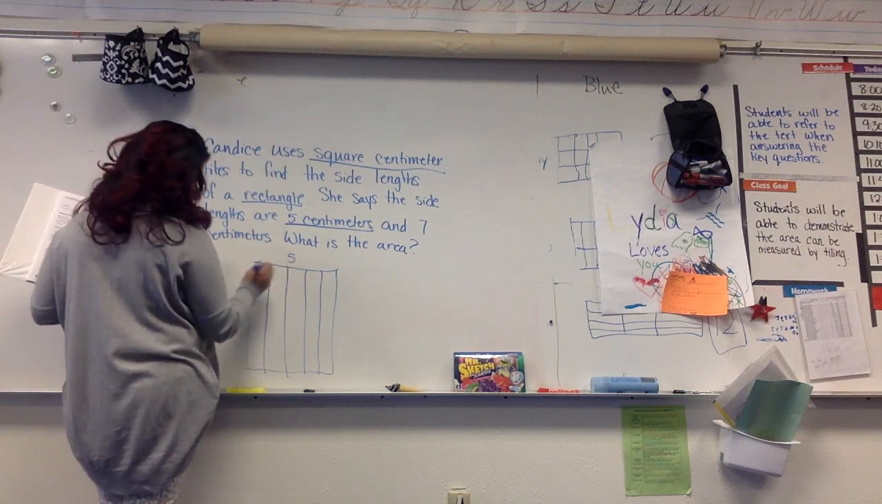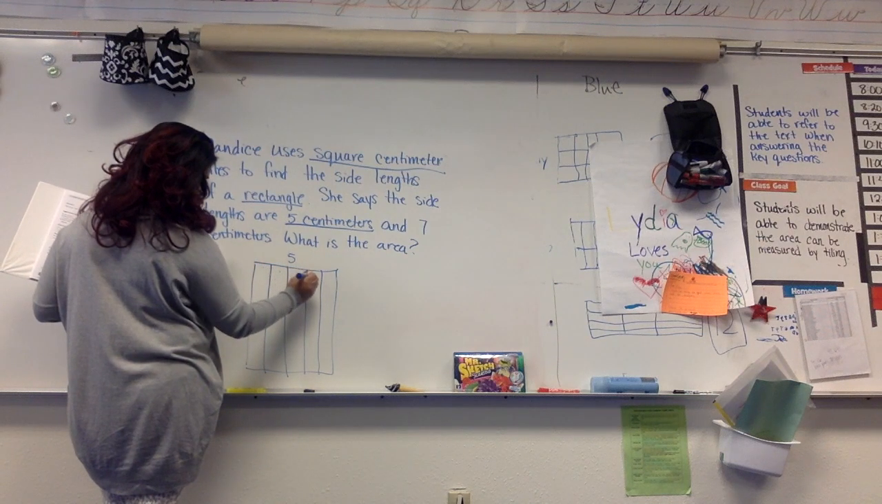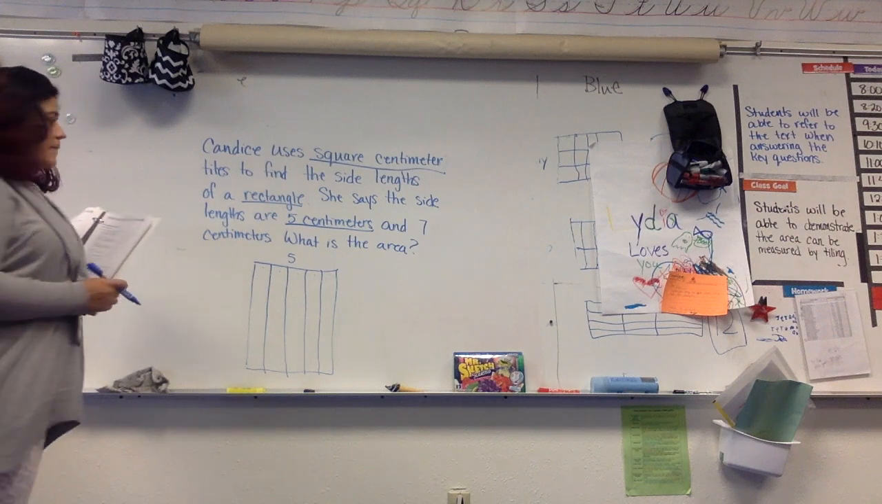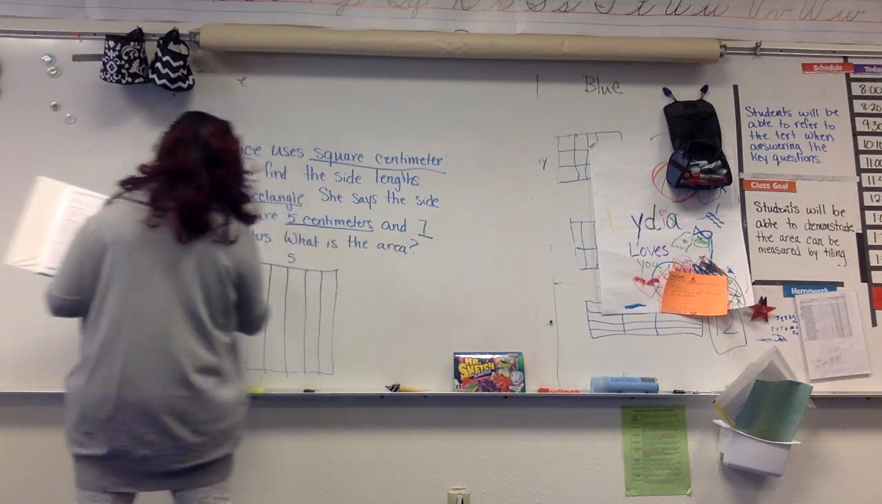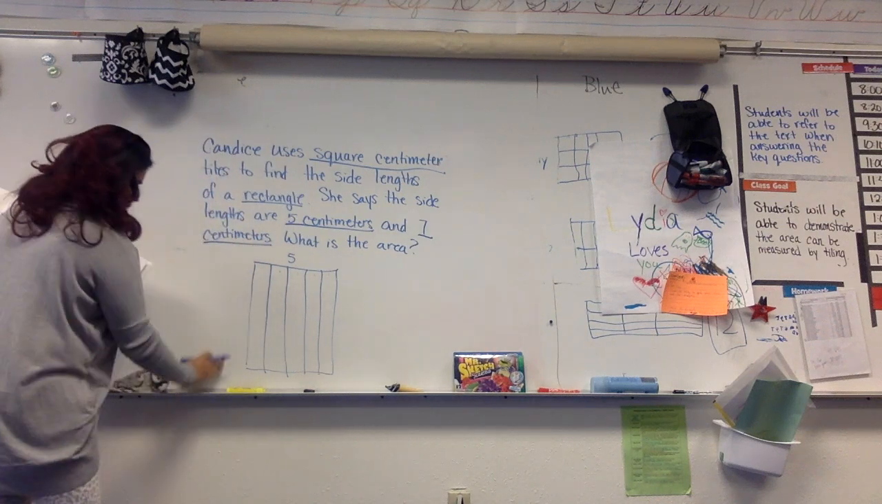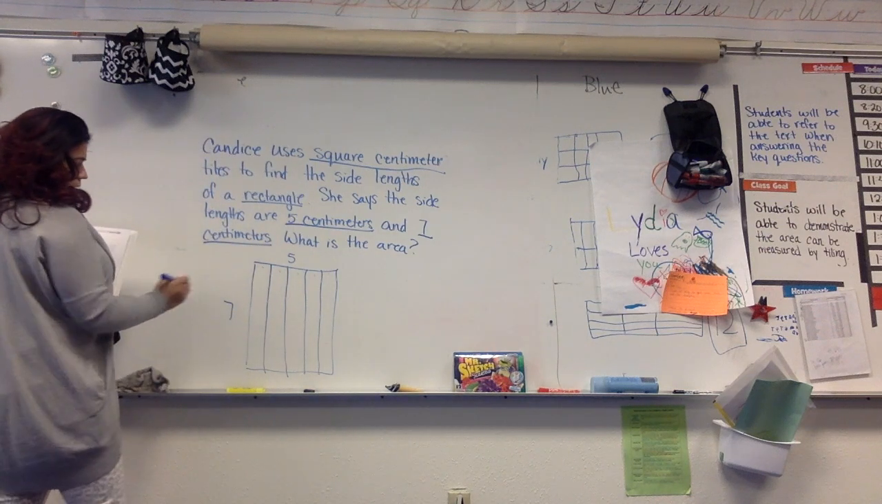Necessarily equal, but it is 5. 1, 2, 3, 4, 5. Perfect. Great. So this side is 5. The other side is 7. So this long side is supposed to be 7.